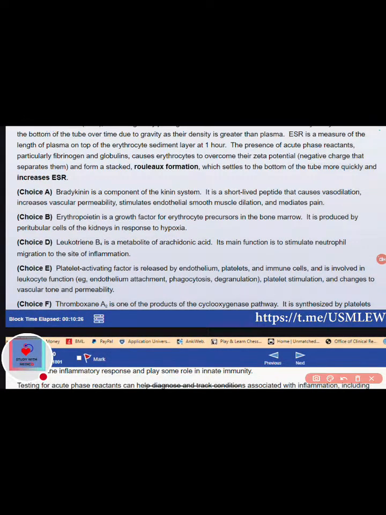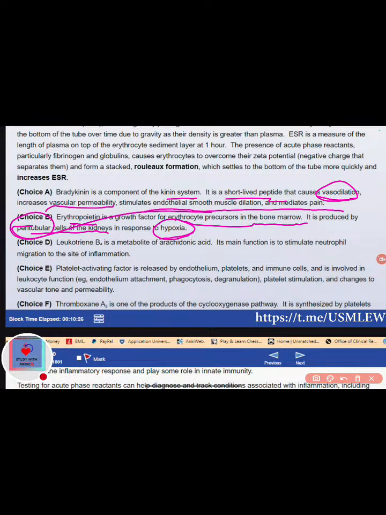So the first option they give is bradykinin. Bradykinin is a component of the kinin system and it is a short-lived peptide. It causes vasodilation, increases vascular permeability, stimulates endothelial smooth muscle dilation, and mediates pain. Option B was erythropoietin. It is a growth factor for erythrocyte precursors in bone marrow, produced by peritubular cells of the kidney in response to hypoxia. There are peritubular cells. Okay.